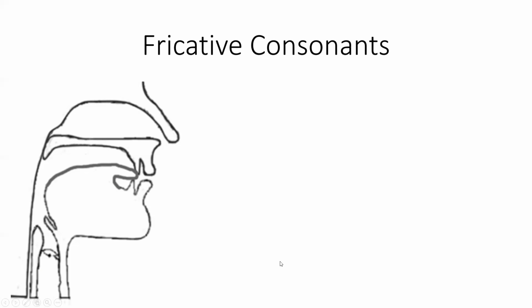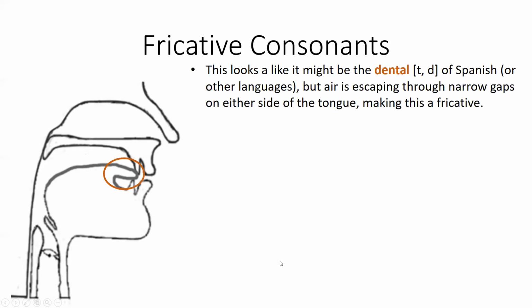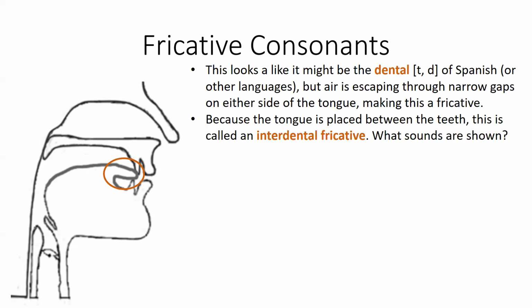Okay, we're going to look here at another fricative consonant. You can see the tongue has moved. It's no longer close to that alveolar ridge. This might even be representing the dental t, d of Spanish and many other languages. But the air is escaping through narrow gaps on either side of the tongue, so this is a fricative. So if this were class, I would ask you, what sound is shown here? And of course, you can answer now while you're watching this video.